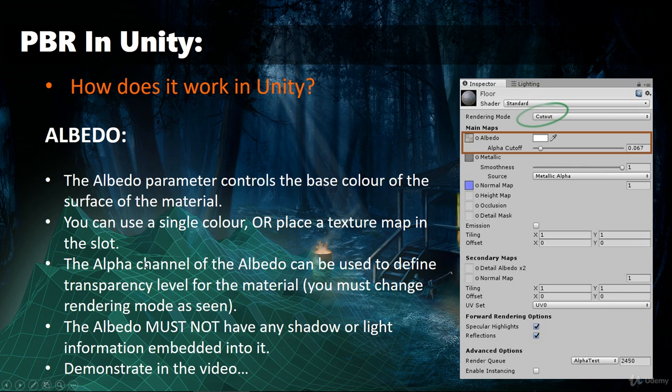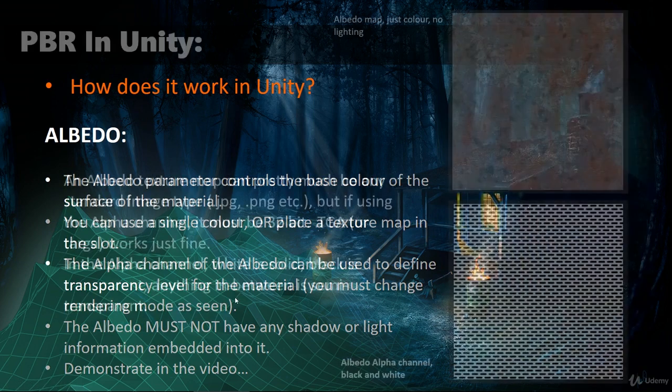Also, the alpha channel of the albedo map, and I'll show you this in a moment, can be used to define transparency, or the transparency levels. You can have semi-transparency or full. Let's just go to the next one.